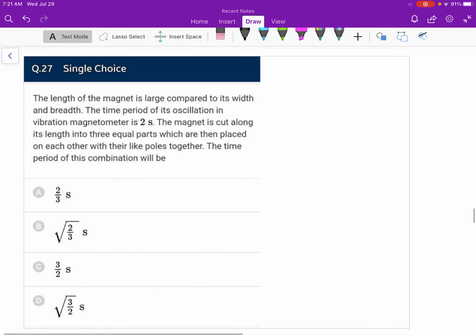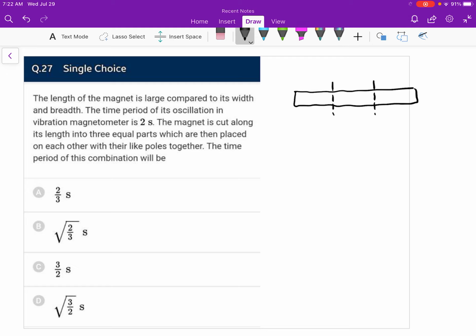Now next, the length of the magnet is large compared to its width. The time period of oscillation is 2 seconds. The magnet is cut along its length into 3 equal parts, which are then placed on each other with like poles together. The period of this combination will be. So guys, this is the magnet. It is cut into 3 equal parts. Okay, and then these parts are placed one above the other with like poles at the same location.